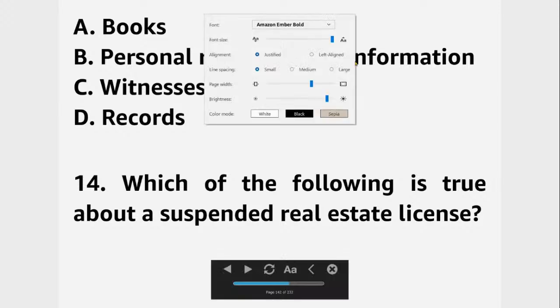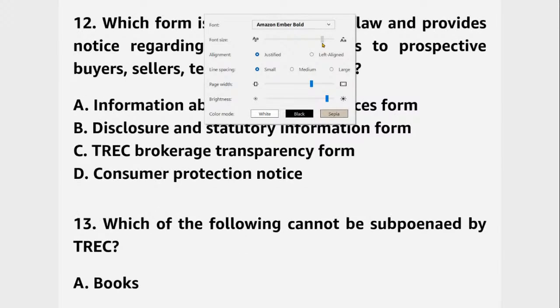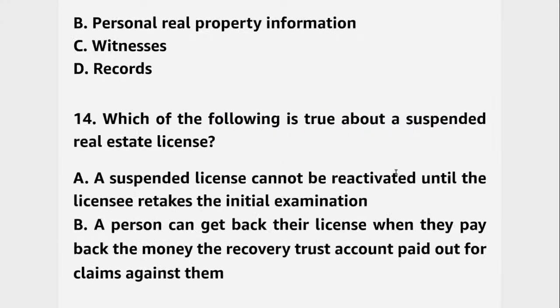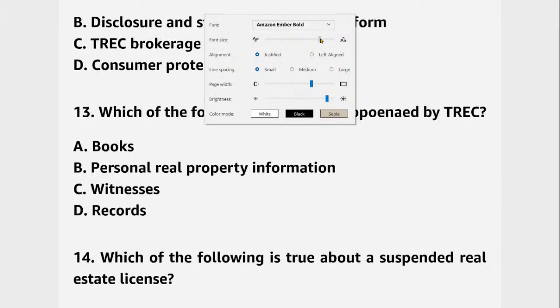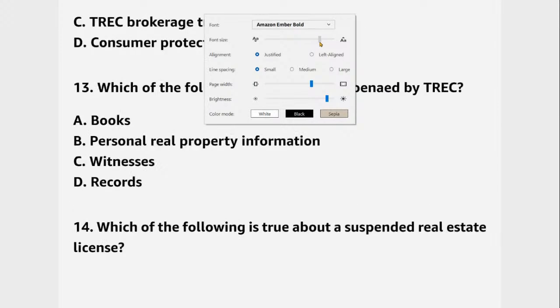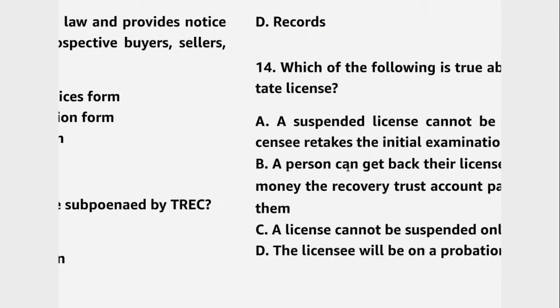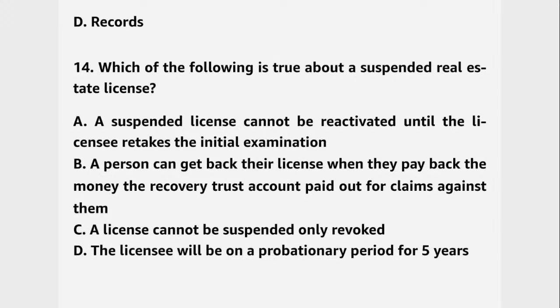Oop, that didn't work. Oh, wow. 14 is a long one. Okay, it's going to be kind of small. Wow. Number 14. So did I type the answer? Ooh, no. Okay, so 13 was B. Personal real property information.